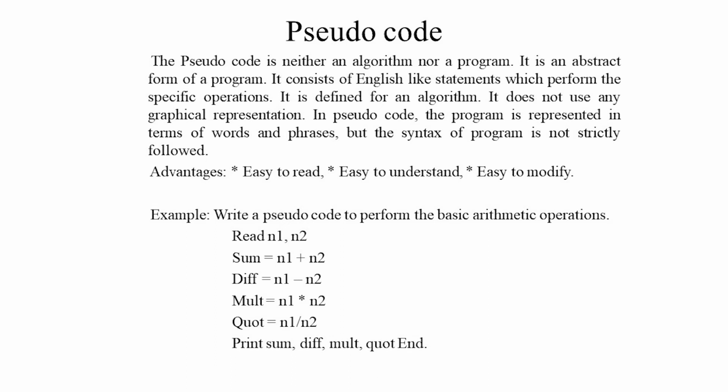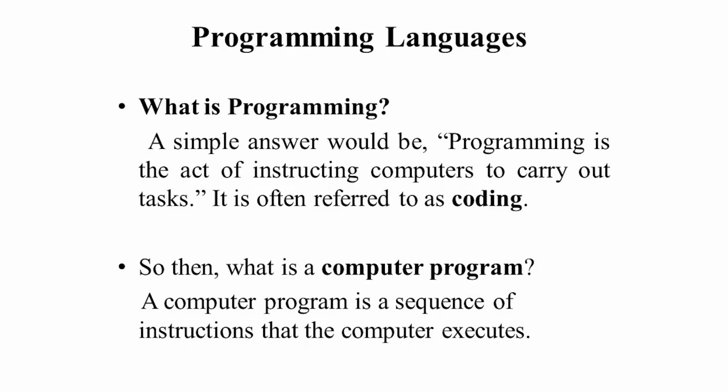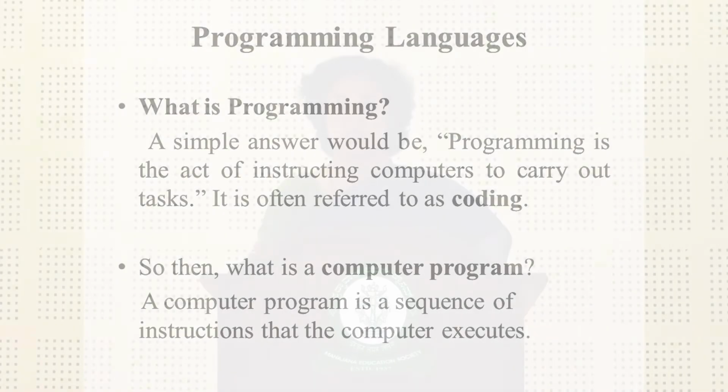Now let us move on to a brief introduction to programming languages. What is a programming language? How do we define it? Programming is an act of instructing computers to carry out tasks, and it is also referred to as coding. It is simply a set of instructions given to the computer to perform a certain set of tasks.